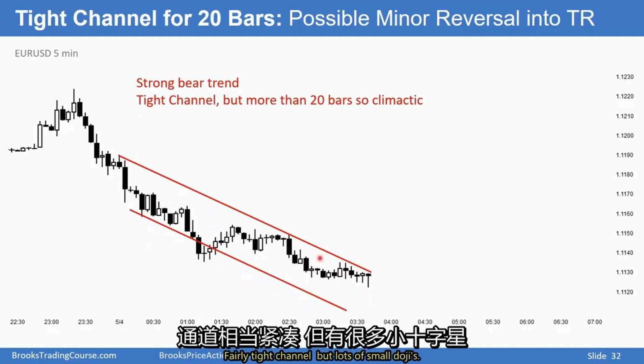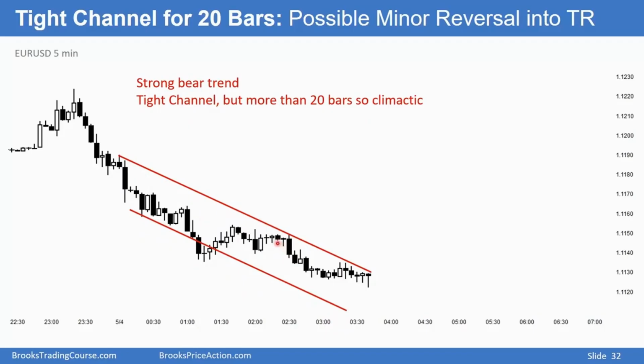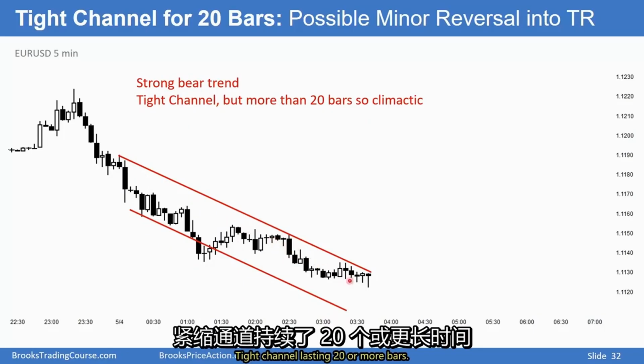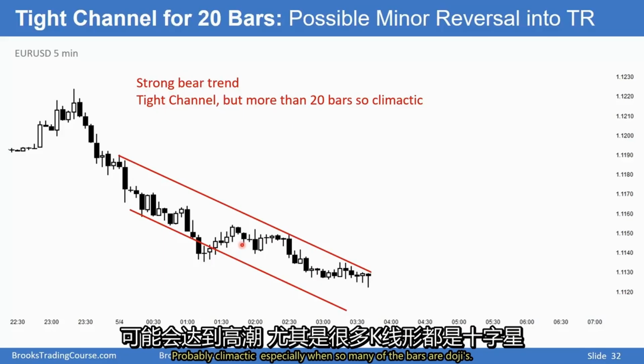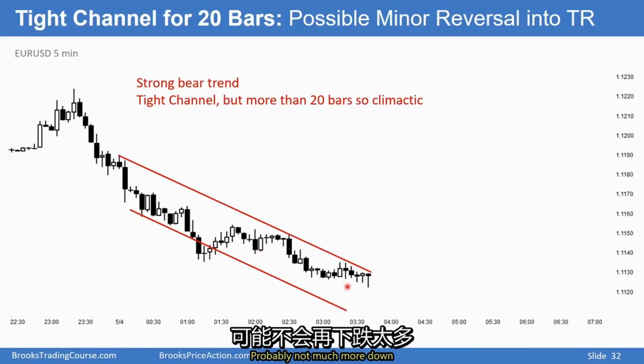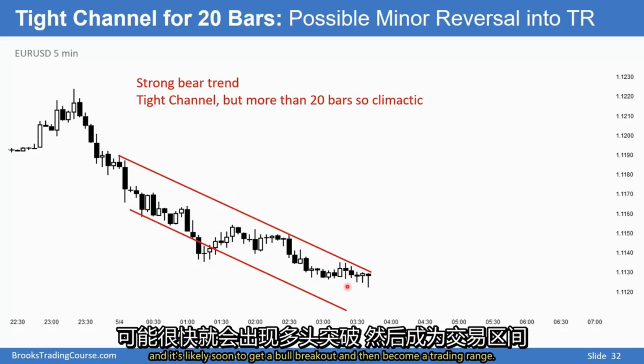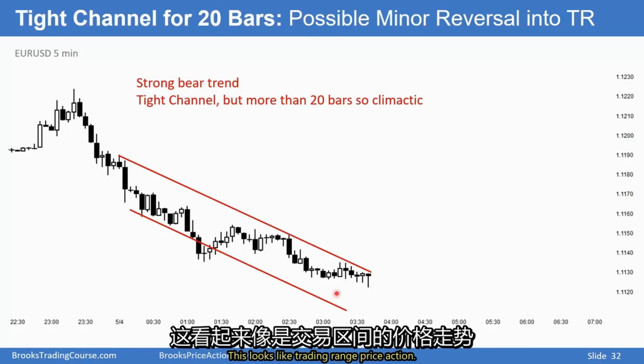Fairly tight channel, but lots of small dojis. A tight channel lasting 20 or more bars is probably climactic, especially when so many of the bars are dojis. Probably not much more down, and it's likely soon to get a bull breakout and then become a trading range.